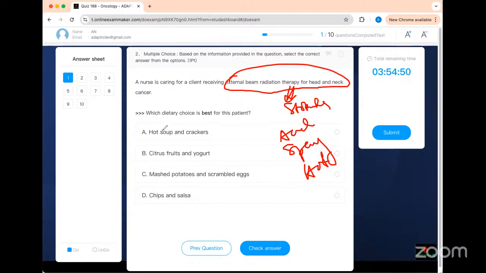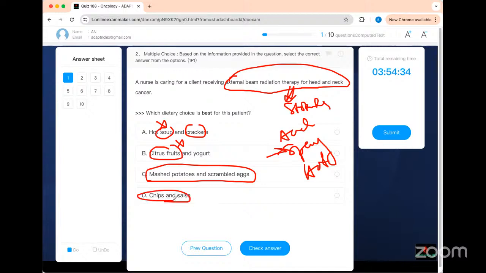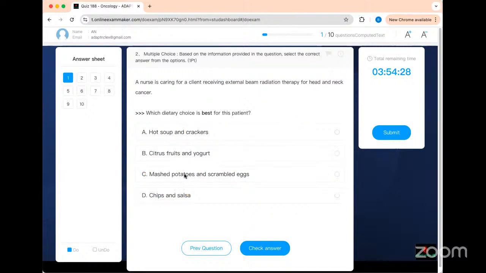Therefore, hot soup and crackers, no way. Citrus fruit, too much acid. Mashed potato is soft. You need to give them something soft, blended. Chips and salsa, no calorie. They're not supposed to be eating it. So that's inappropriate. And therefore, the right answer, the patient is going to eat this one.